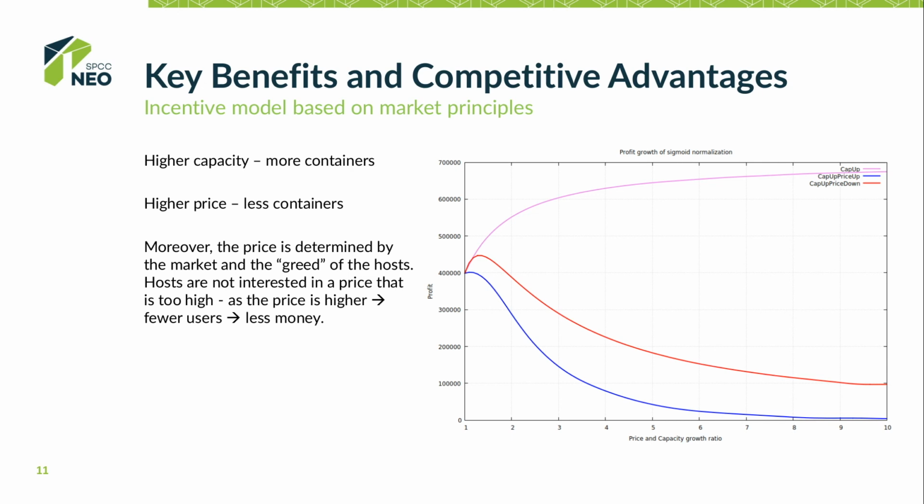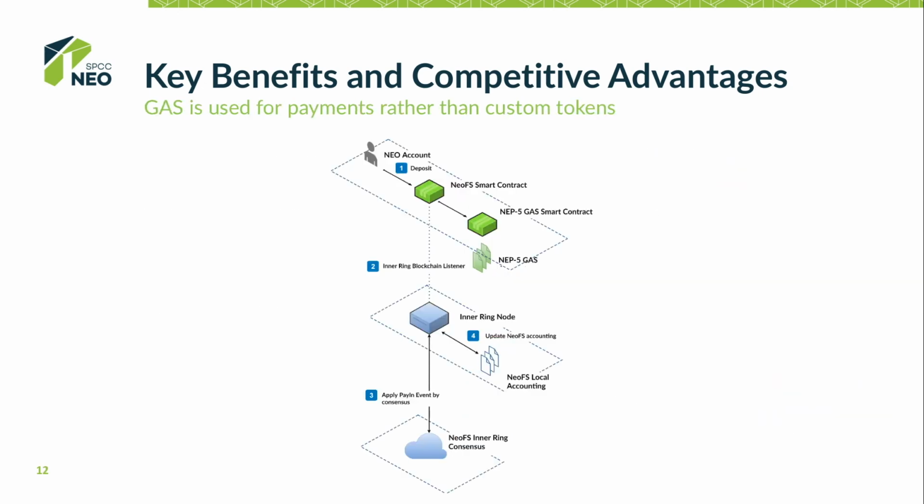As you can see in the example graph of price to capacity change, a node needs to keep its price in the market to get the most profit. This should guarantee a competitive price for data storage in NeoFS. But how does the payment for storage happen? NeoFS uses gas for all payments.